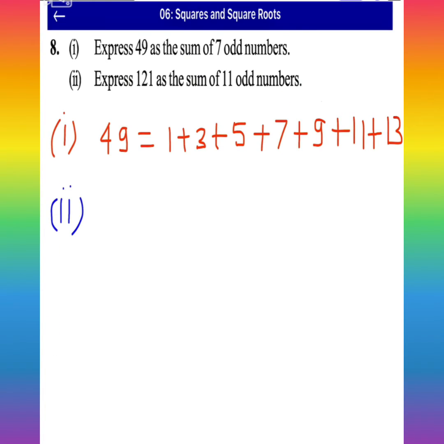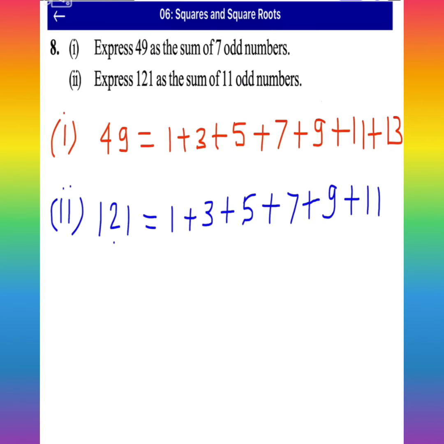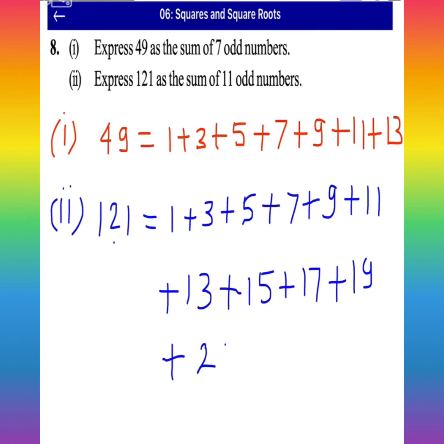Yes, so you will write it as 121. This is just equal to, you will start from 1, that is 1 plus 3 plus 5 plus 7 plus 9 plus 11 plus, after that, 13. What is the next odd number? Yes, 15 plus 17 plus 19 plus, and then after that, 21.